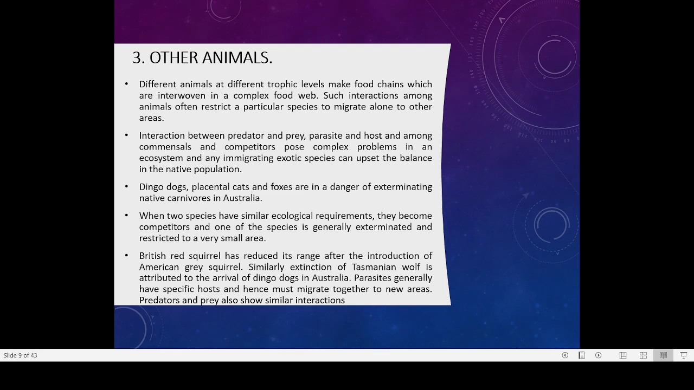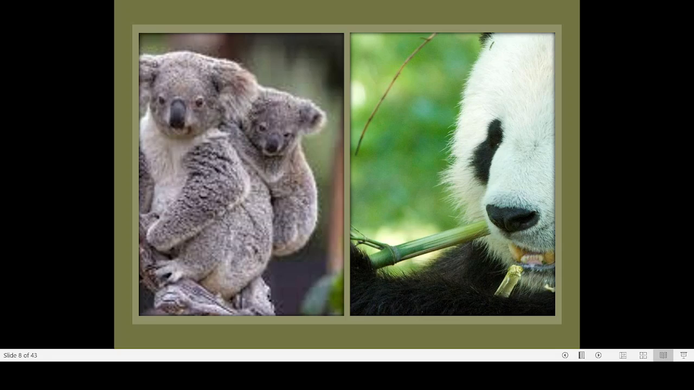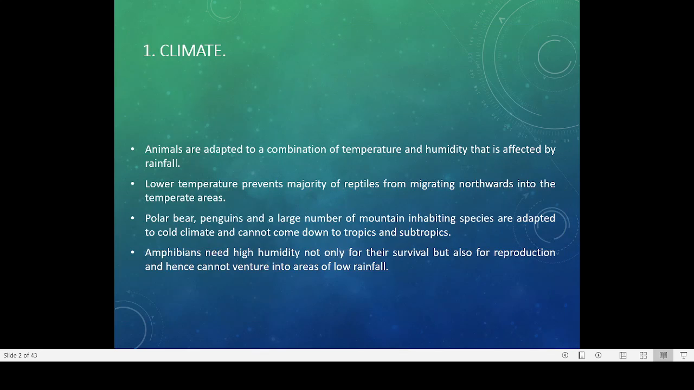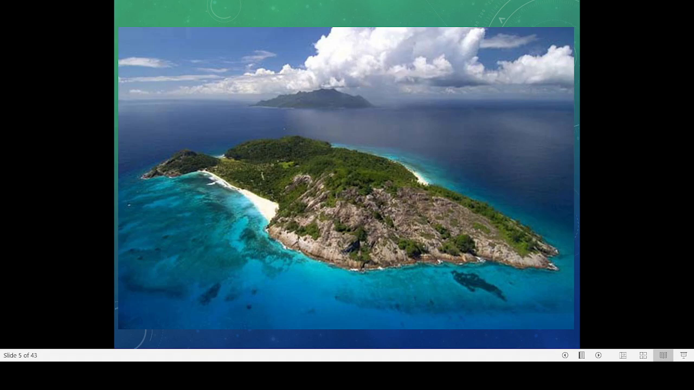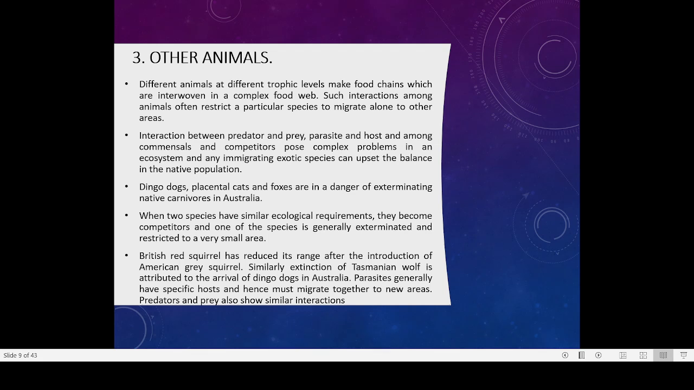Then next is the presence of other animals. So there are two factors we have already discussed. The first factor is the climate, and the second factor affecting is vegetation. And we are coming to the third factor, the presence of other animals. Now, in the case of other animals, different animals at different trophic levels make food chains which are interwoven in a complex food web. Such interaction among animals often restricts a particular species to migrate alone to other areas.